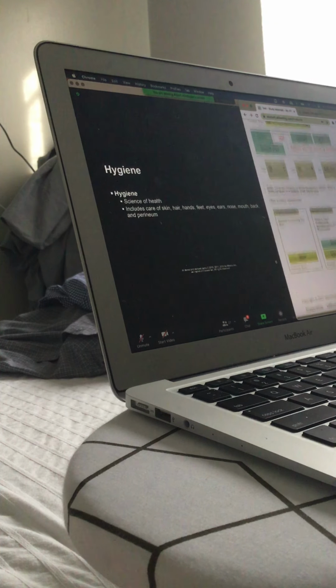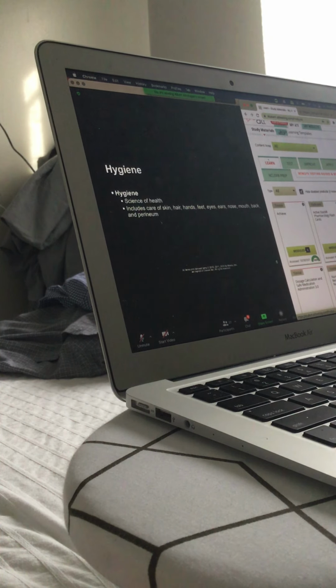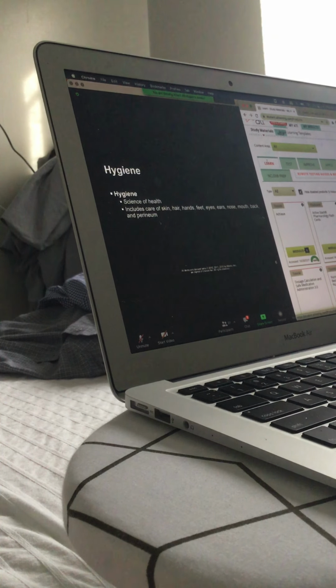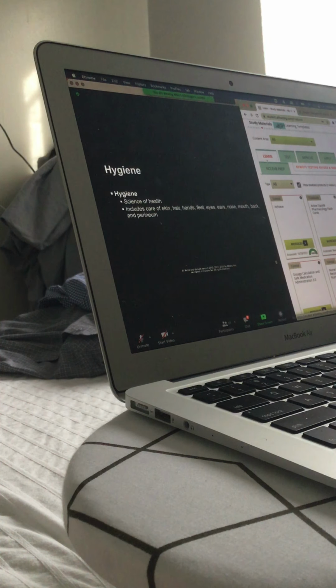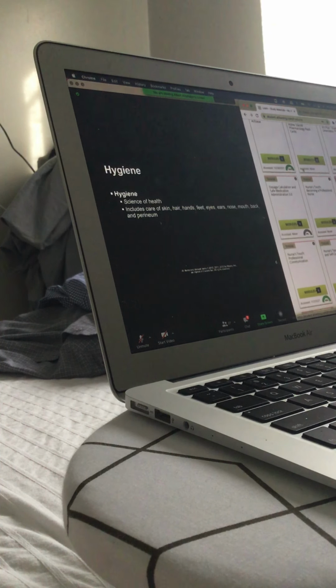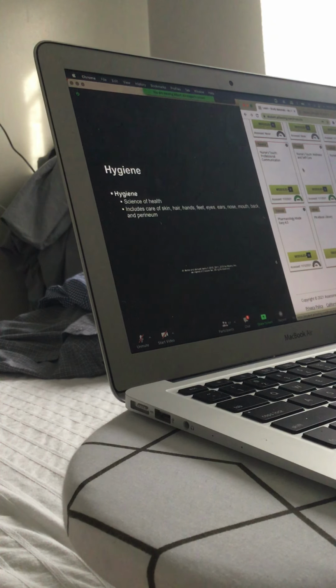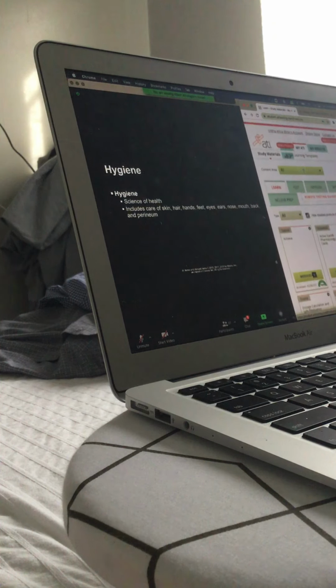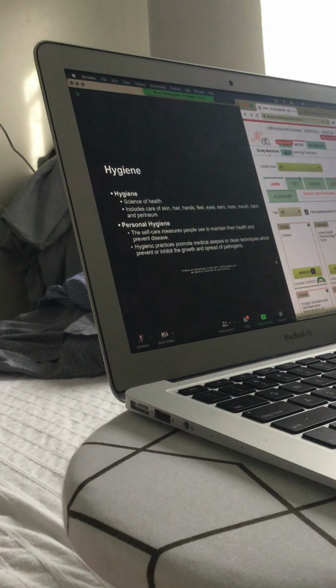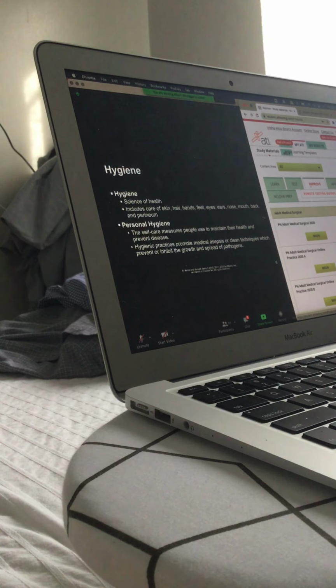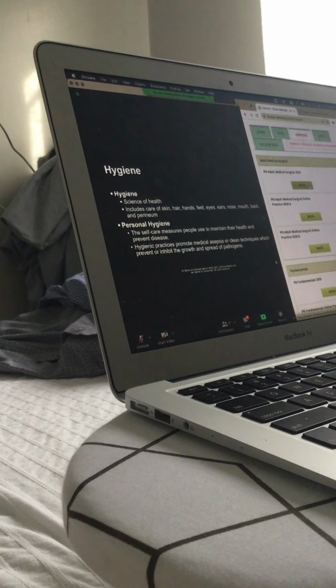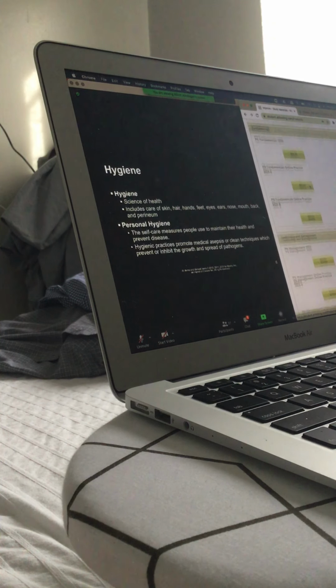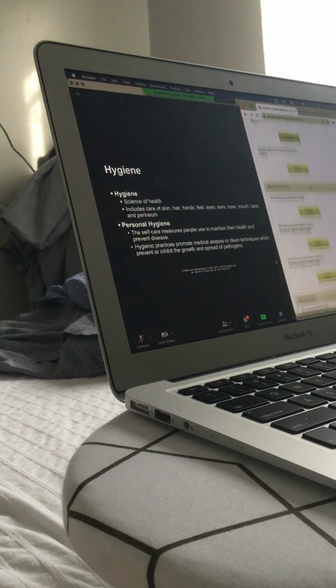All right. Let's define hygiene. Okay. So this is the science of health. This means there are evidence-based practices when it comes to hygiene. Okay, so when you take care of your skin, your hair, your hands, pretty much your body in general, you are performing your own personal hygiene. Okay, so the self-care measures people use to maintain their health. Everybody wants to look good, everybody wants to smell good, right?